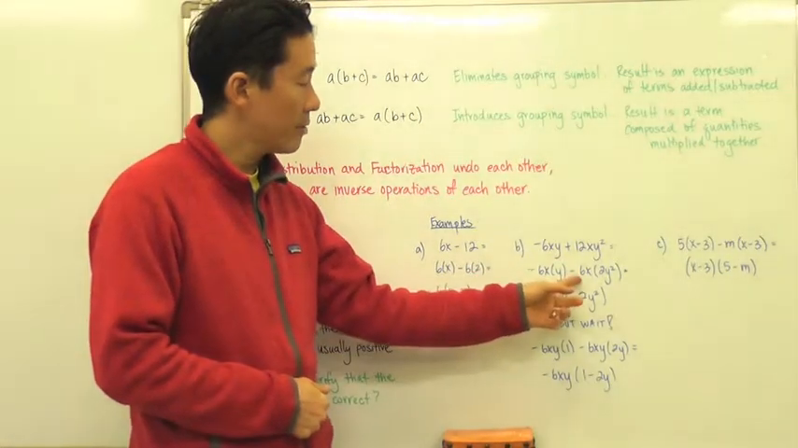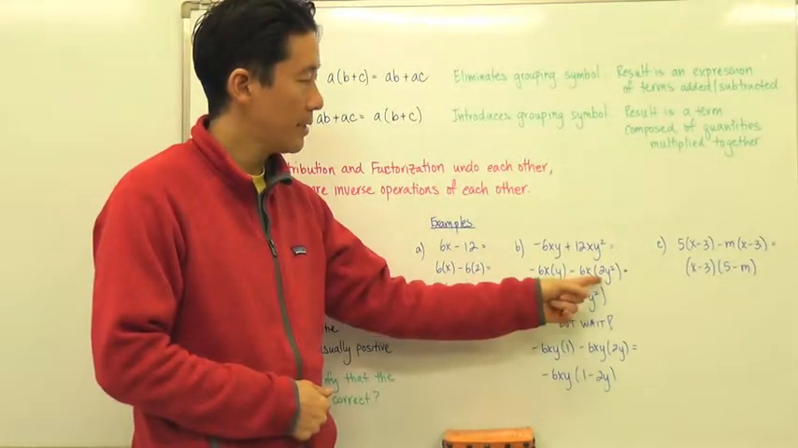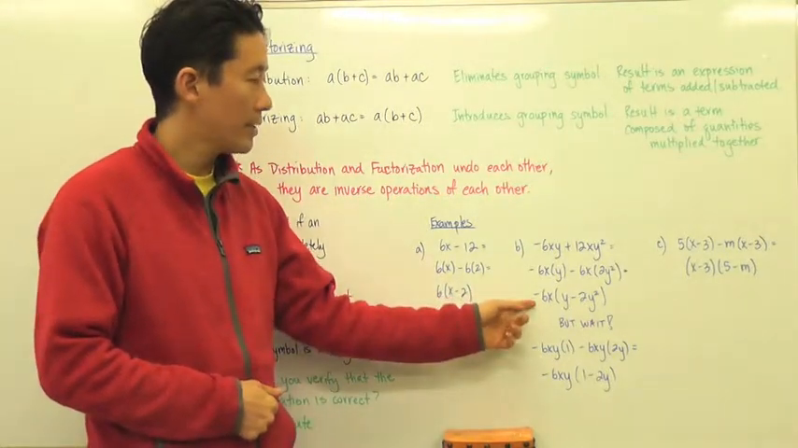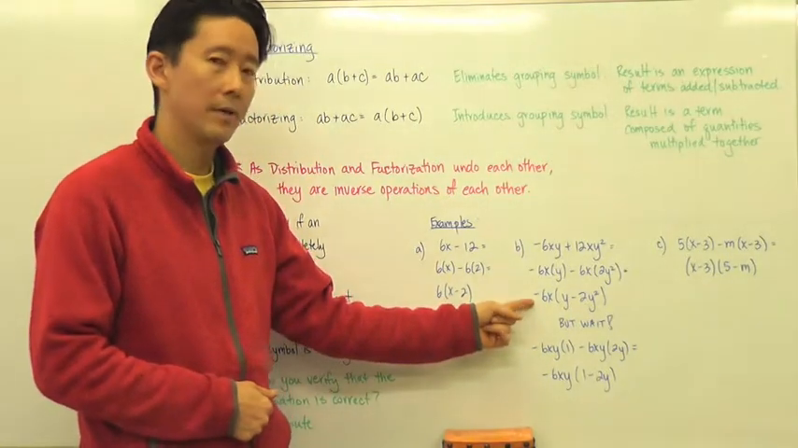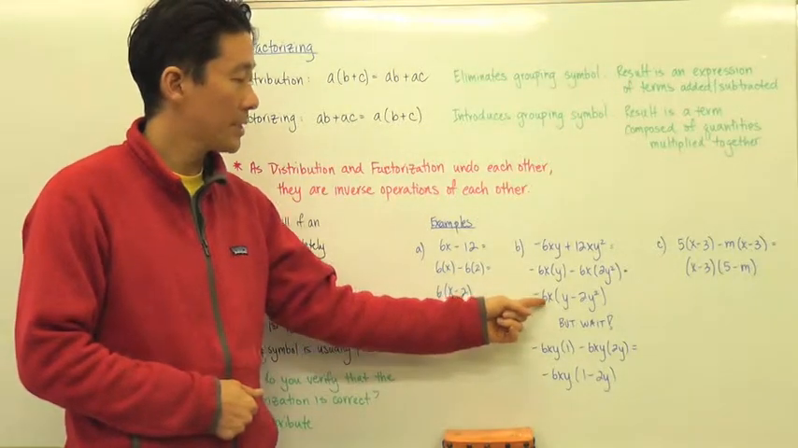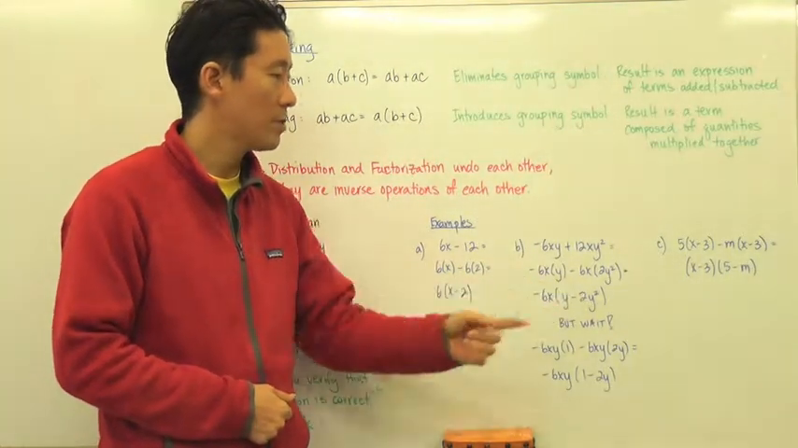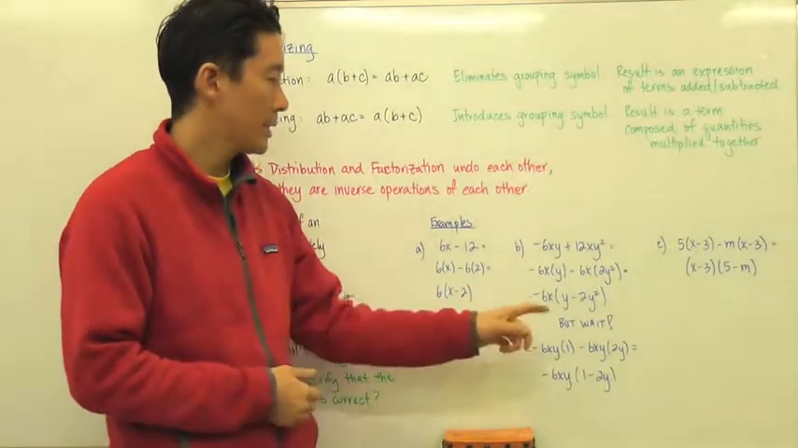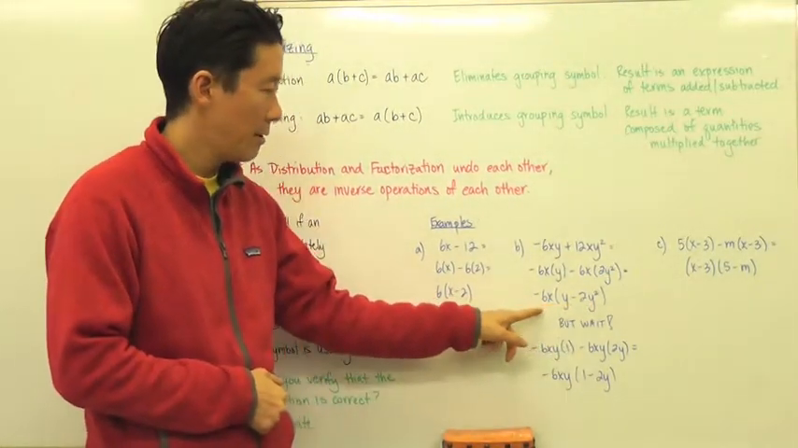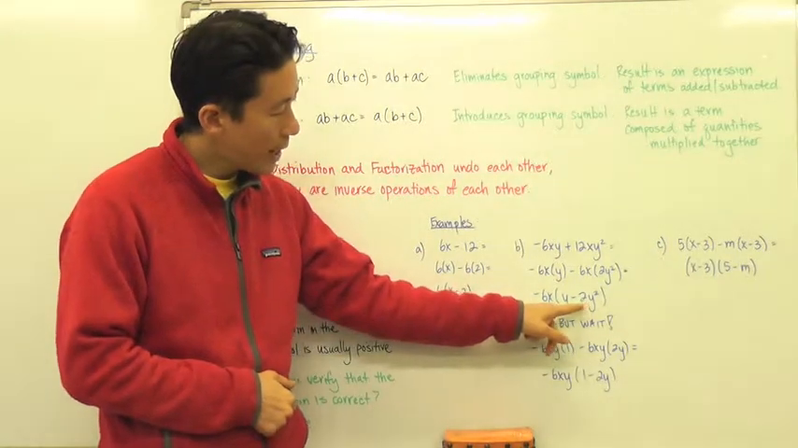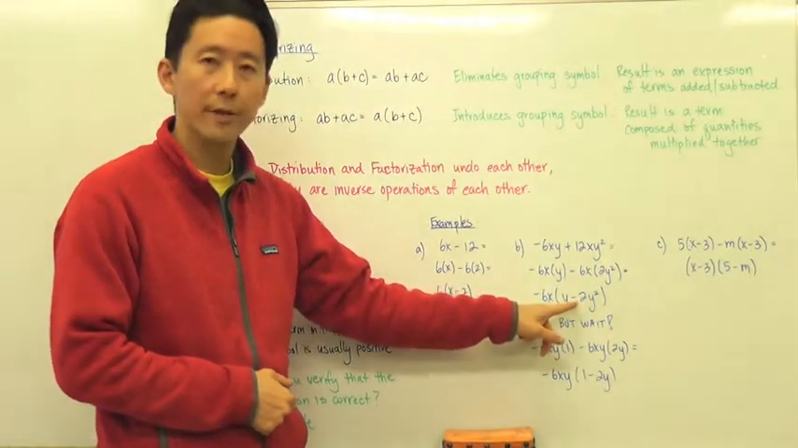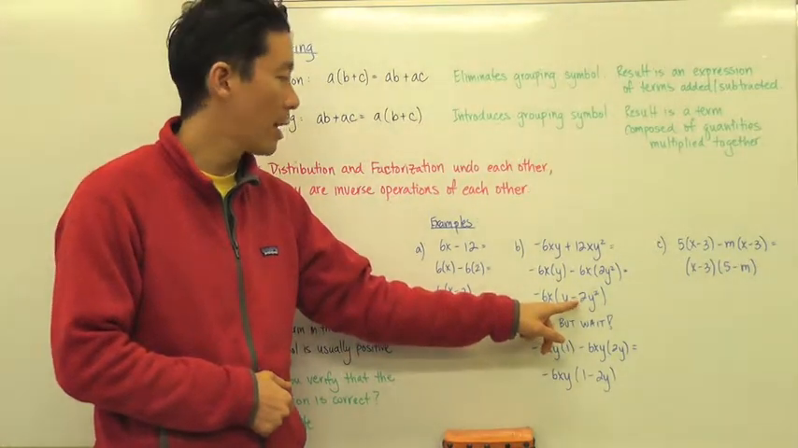And if I take a look here, of course, I can factor out a negative 6x, and I'm left with a 2y squared. And so I can go ahead and say that the factorized form of this particular expression would be negative 6x times the quantity y minus 2y squared. But wait, notice what happens when I take a look at what I have in the grouping symbol, I can actually factor something else out. I can factor out a y.